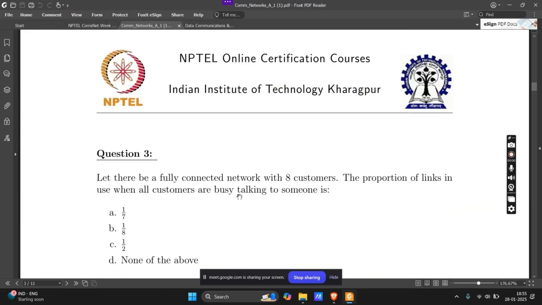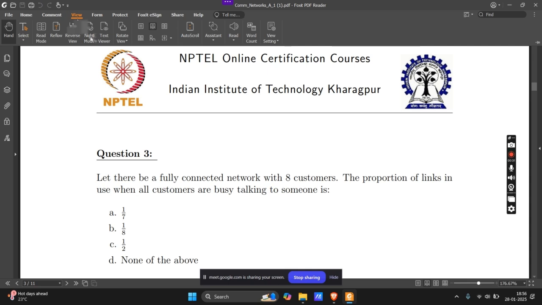So the next question is: let there be a fully connected network with 8 customers. What is the proportion of links in use when all customers are busy talking to someone? So there are 8 customers, fully connected, meaning each customer has a dedicated link to another customer. So there are 8 computers. How many links will there be? We have just read there will be 8C2 links.